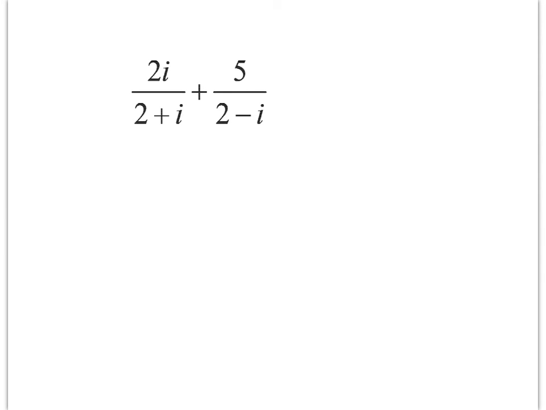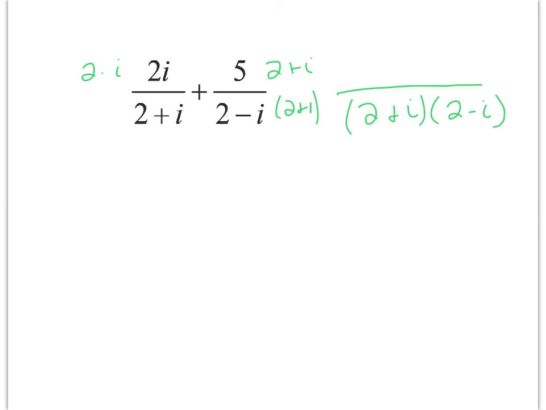Okay, and in this one right here, we are going to add some fractions. In order to do that, we need to get a common denominator. Our common denominator is going to be 2 plus i times 2 minus i. There's our common denominator, which means I need to multiply this fraction by 2 plus i, both top and bottom. And this one I need to multiply by 2 minus i, both top and bottom.